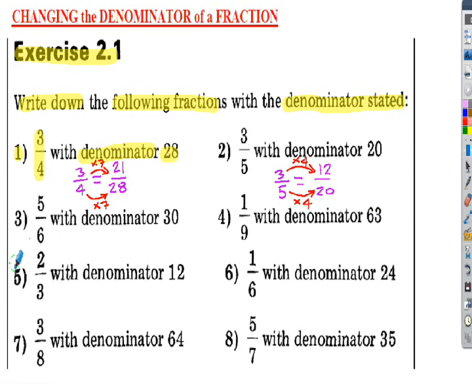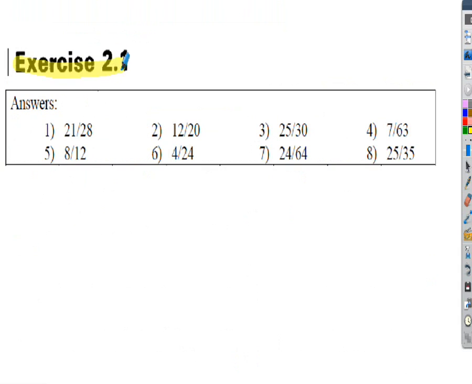I would suggest you stop the presentation and attempt questions 3 through to 8, but the answers are shown on the following slide. Exercise 2.1, here are the answers to the questions on the previous slide.